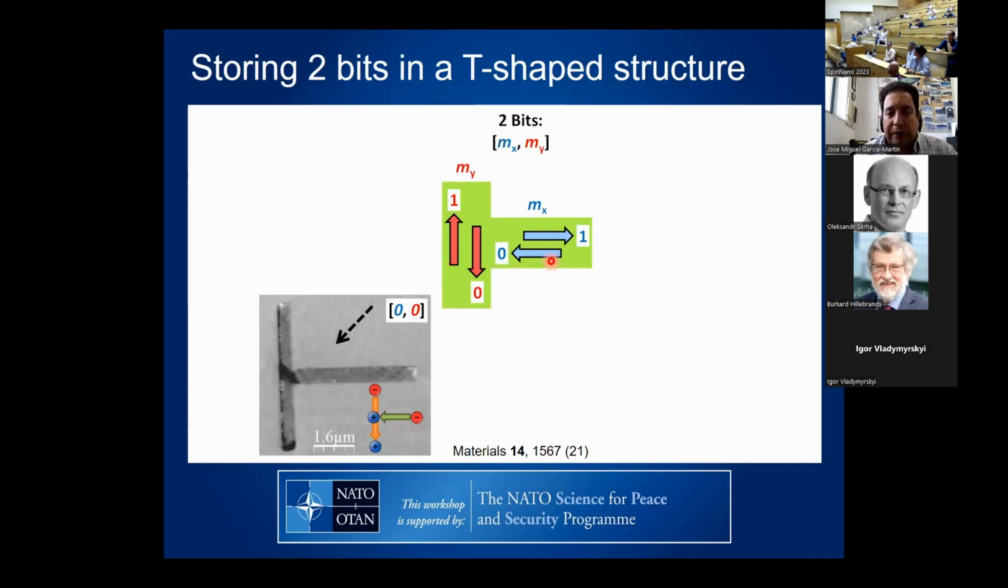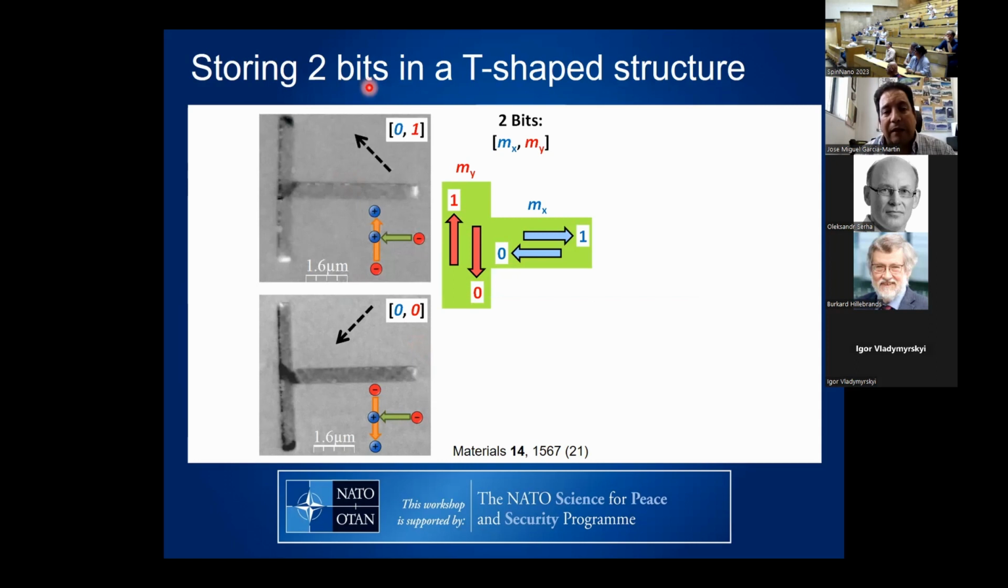We can associate a 0 when the magnetization is pointing leftwards in the horizontal branch, and a 1 when it's pointing rightwards, and for the vertical branch, a 0 when it's pointing downwards, and a 1 when it's pointing upwards. So this is the 0-0 state. This is the 0-bit X, Y state.